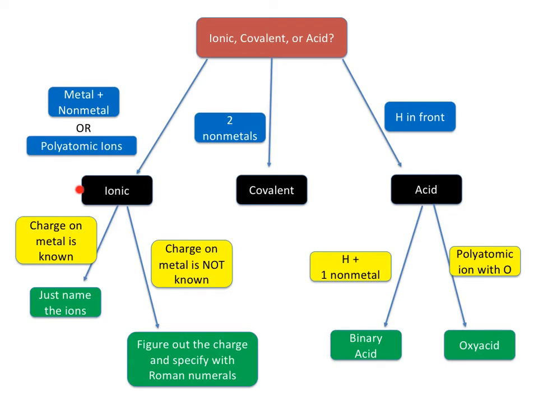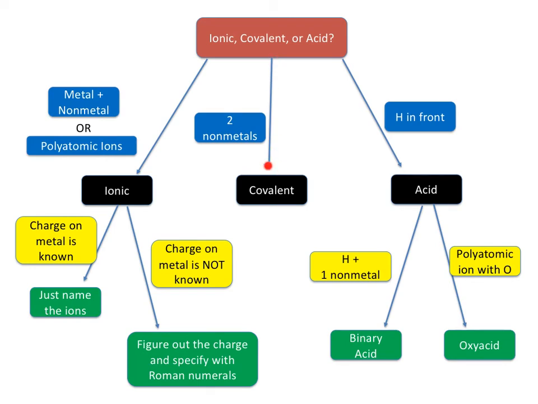If you've decided that it's ionic, I think the big difference is, do we know the charge on the metal, or is the charge on the metal one that we don't necessarily know ahead of time? As you're going to see, if we know the charge on the metal, it's pretty easy. Just name the ions: give the name of the metal ion, and give the name of the nonmetal with the ending replaced by -ide, or the name of the polyatomic ion. If it's one of the metals where it's not a known charge, then you've got to figure out what the charge is, and then you have to specify that with Roman numerals. Other than that, it's the same as naming the other ionic compounds.